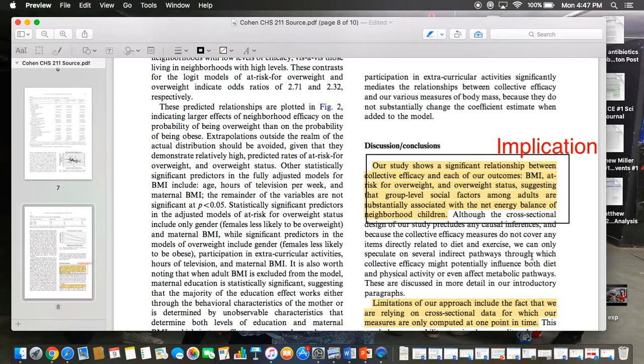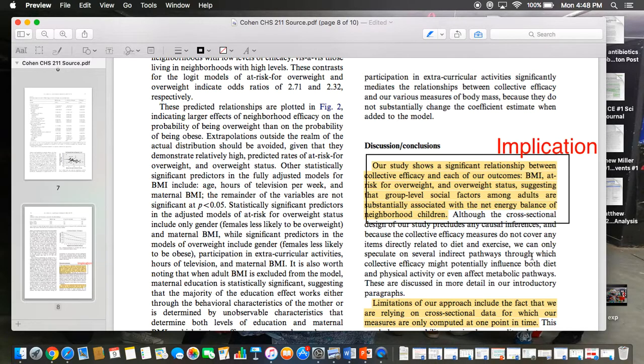It states that our study shows a significant relationship between a collective efficacy and each of our outcomes, BMI, at risk for overweight, and overweight status, suggesting that group-level social factors among adults are substantially associated with net energy balance of neighborhood children.